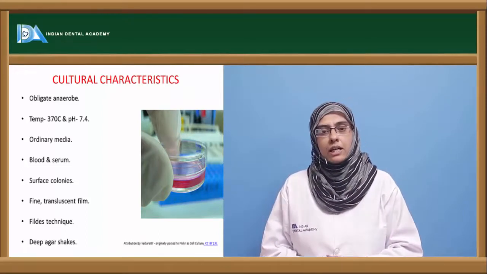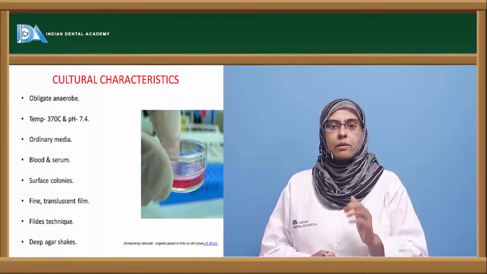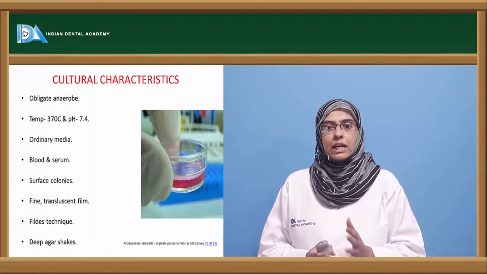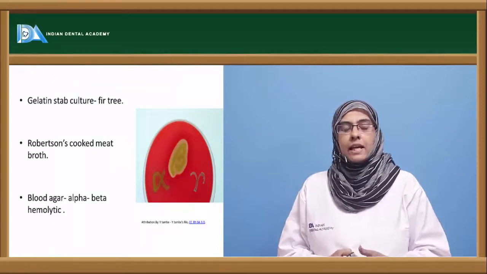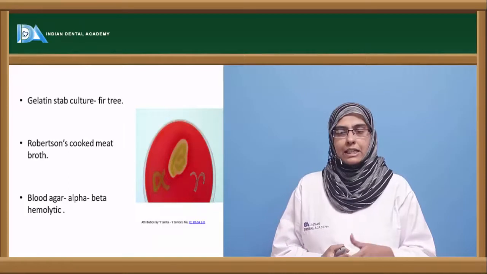And in deep agar shakes, they usually are 1 to 3 mm in nature, forming a fluffy ball-like appearance. They are spherical in nature with radial arrangements. And coming to the gelatin stab culture, you can see the growth of the organism in a beautiful fir-tree appearance.